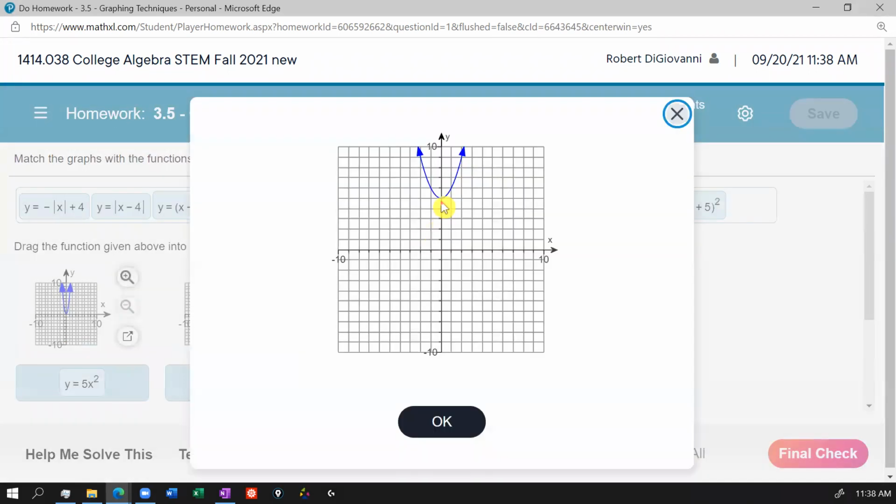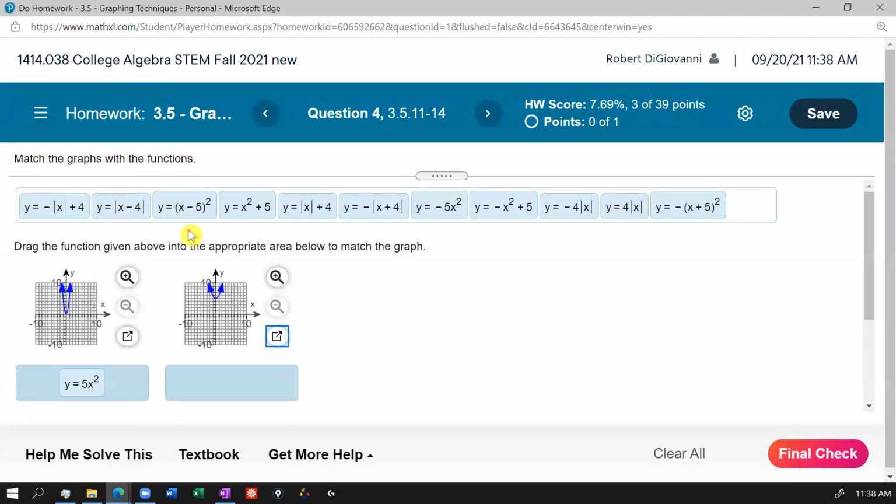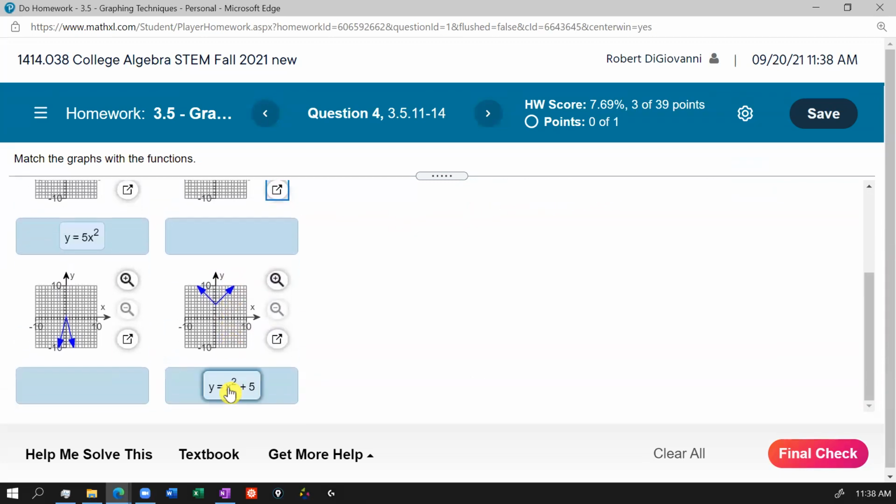This one, go to the right 1, up 1, right 2, up 4. So it's a regular parabola moved up 1, 2, 3, 4, 5 units. So regular parabola moved up 5 units. There it is. That's it.